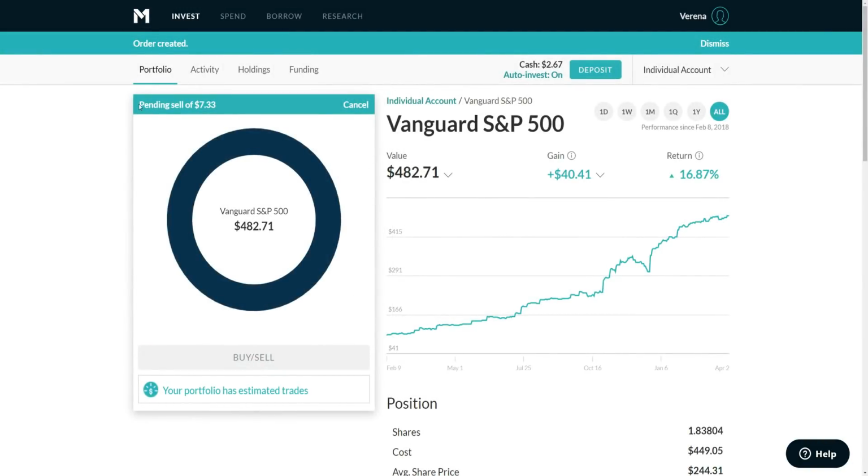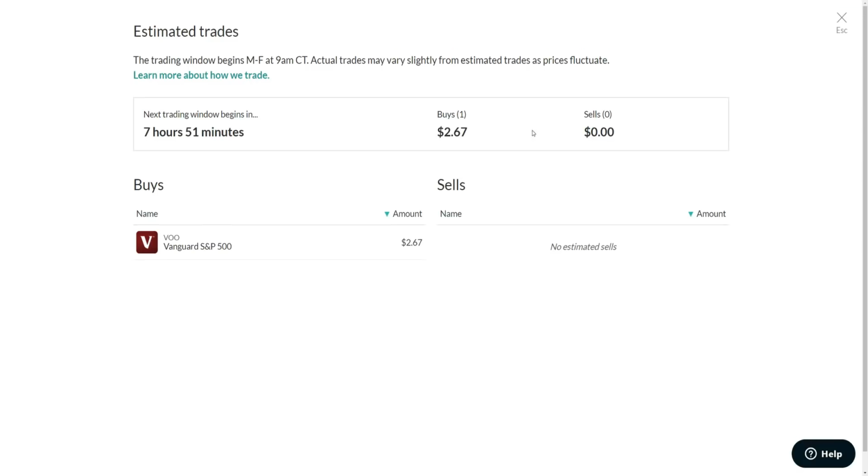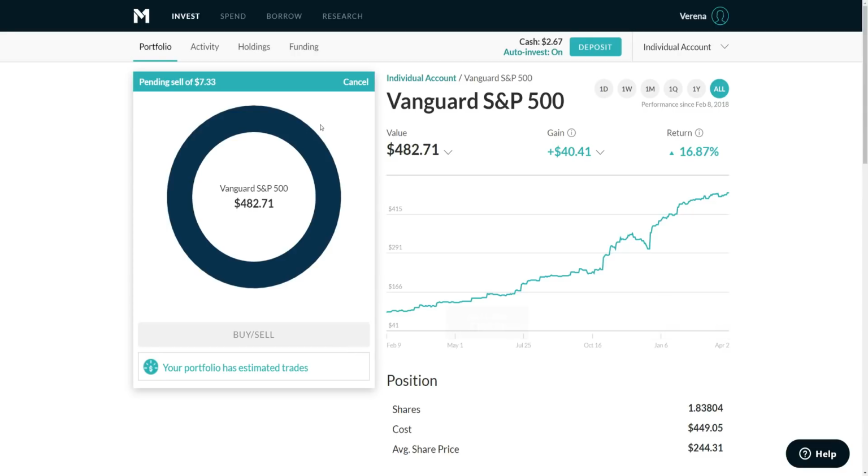And there we are. We have a pending sell for $7.33. Here we can see our estimated time. We have 7 hours and 51 minutes until the next trading window. It's about 11 o'clock over here on the West Coast, so that's going to be about 7 o'clock in the morning on the West Coast here. And tomorrow, or just here in a few minutes, I'm just basically going to be sticking these videos together.